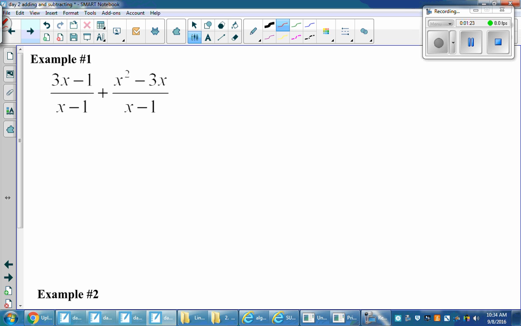Next example, we have a little more complex fractions in terms of their difficulty, but they're really not that bad. Again, if you look, we have a common denominator. We have an x minus 1 in both of our denominators. If we have a common denominator, we're going to combine like terms in our numerator and then reduce our fraction.